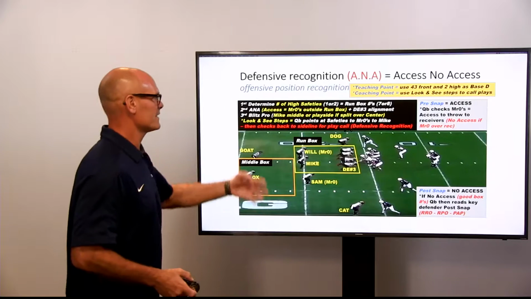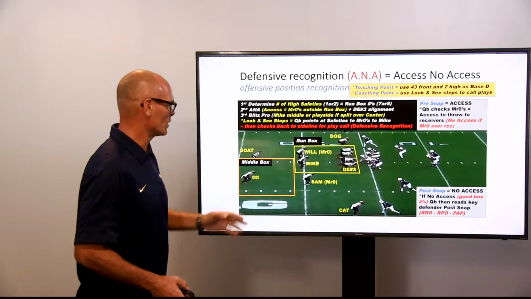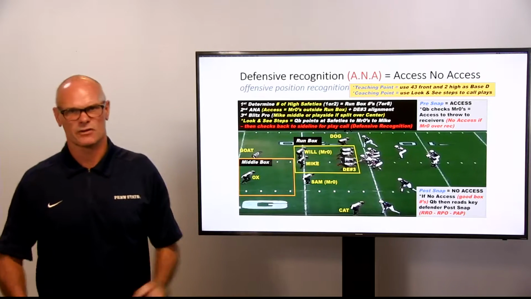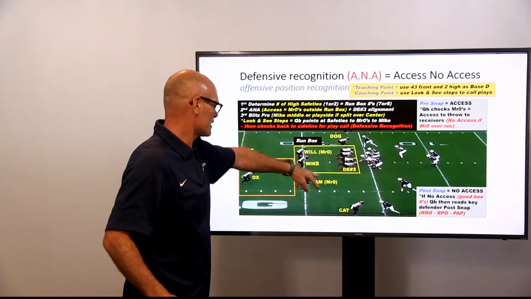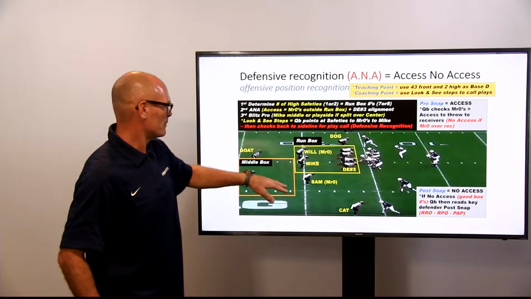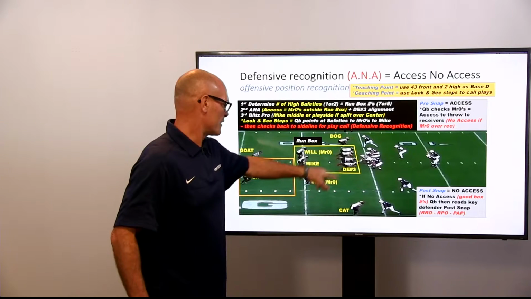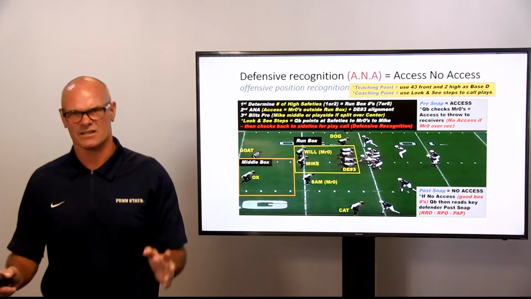When we talk about ANA, this is access, no access. We learned from Penn State, and really what we're looking at in the spread, first thing is we want to look at those hanging linebackers on the edge of the box: do we have access to throw the football? That means the defender is not over the receiver, he is in the run box, then we would have access to throw.